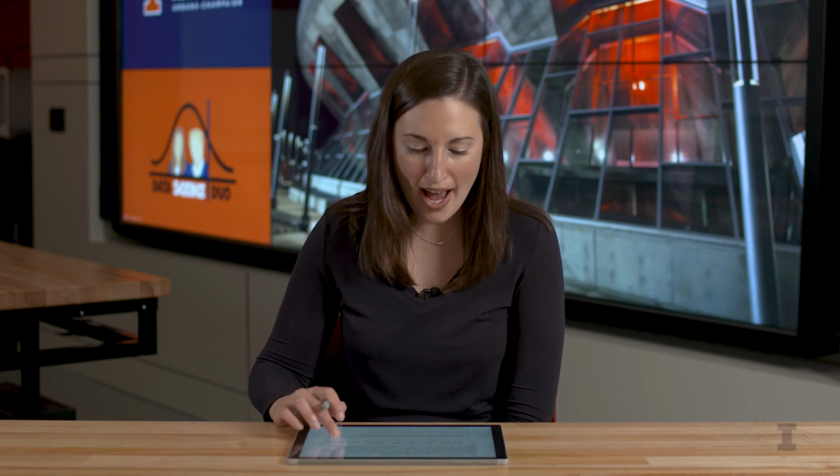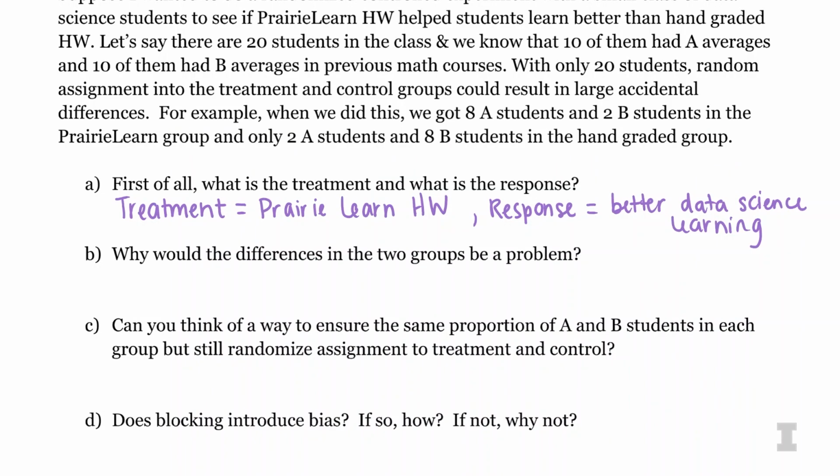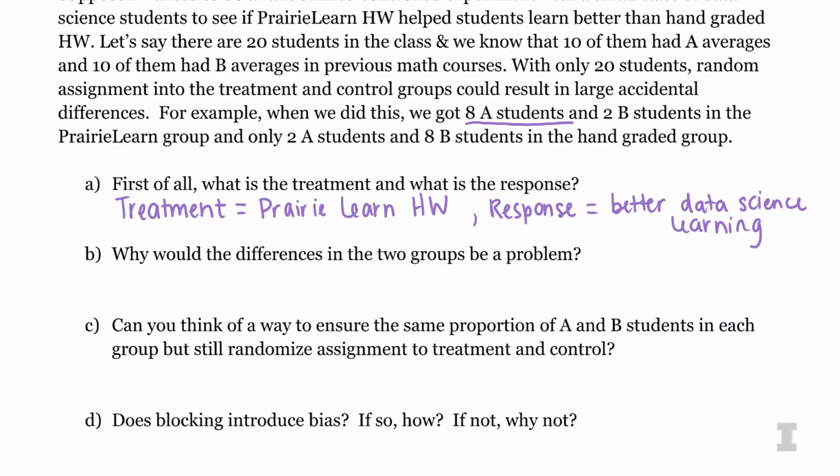It says, why would the two groups be a problem? Like I said before, in the treatment group, we got 8 A students, and in the control group, we got 8 B students. So they weren't balanced. If we start off with our groups unbalanced, then at the end of the study, we don't know if the result was because of the treatment or because there were 8 A students in the treatment group to begin with. Maybe they were just better students. So it makes it hard to determine if our treatment causes the response.